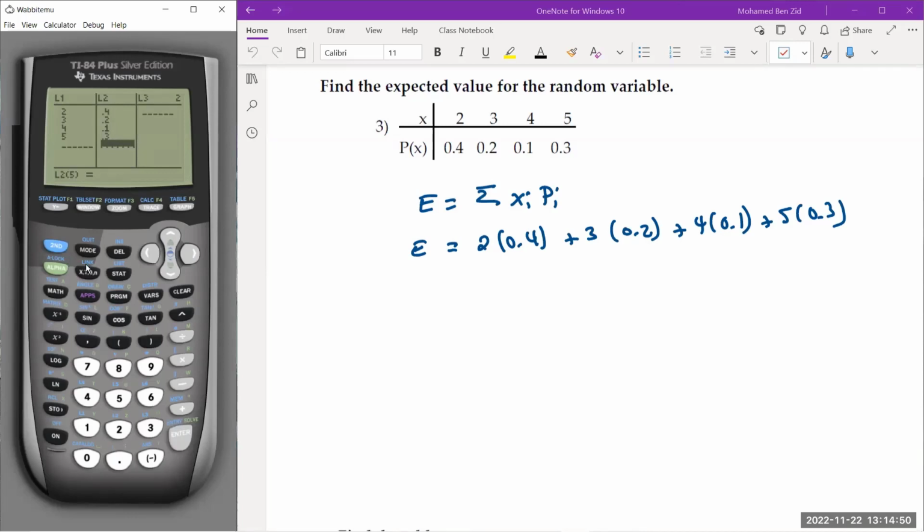All right, that's done. You go to statistic again. You go to calculate, first one. So the list has to be in L1 and the frequency has to be in L2, and then calculate and you're done. So the expected value is the X bar, right? And that's going to be 3.3.